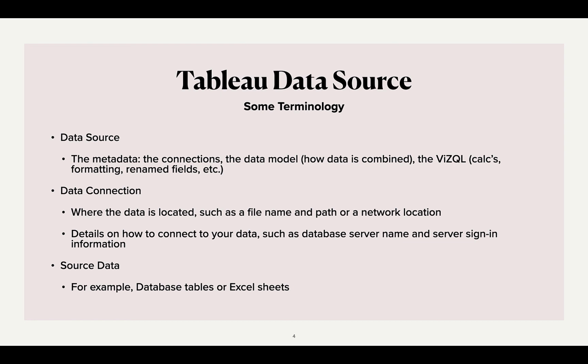The data connection is where the data is located, the file name, the path, the network location. If you're connecting, for example, to a server, what's the server name and what's the sign-in information? That's the data connection, or that's what the term data connection is used for. And then there's source data, which are the database tables that we are extracting data from for our visual analytics, and or the Excel spreadsheets, and or the other different source data types that Tableau is able to connect to. So that's important to make sure you understand the distinctions among those three terms: data source, data connection, and source data.